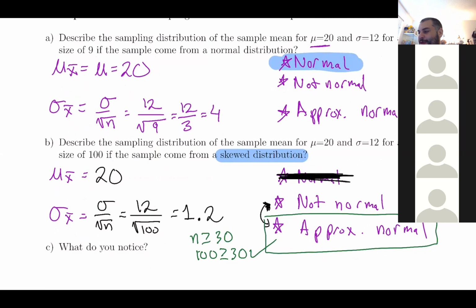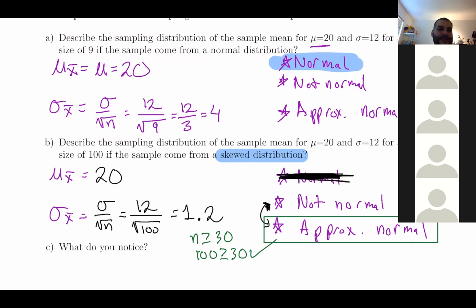approximately normal. If our sample size would have been less than 30, then you say the data set is not normal because it's not a big enough sample size. But since n was clearly above 30, that's why we say it's approximately normal. All right, but that's it for B. Any question on how we did B? No. All right, so let's do C.